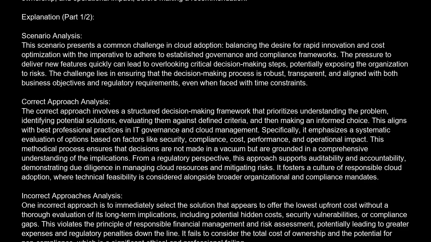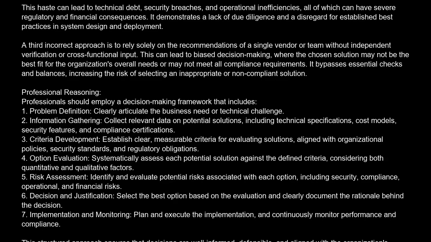Another incorrect approach is to prioritize the solution that can be implemented the fastest, without adequate consideration for its suitability, security, or integration with existing systems. This haste can lead to technical debt, security breaches, and operational inefficiencies, all of which can have severe regulatory and financial consequences. It demonstrates a lack of due diligence and a disregard for established best practices in system design and deployment.